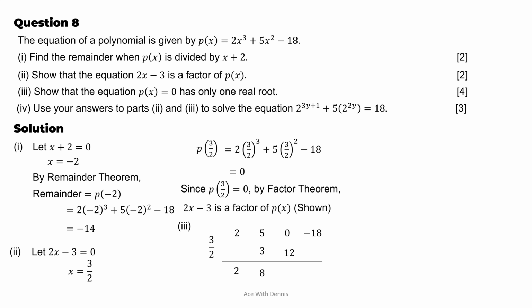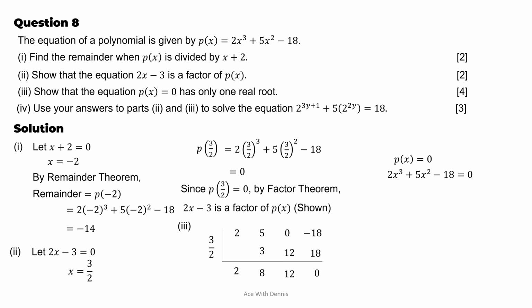Then 5 plus 3, we get 8. Next, 3 over 2 times 8, we get 12. Then 0 plus 12, we get 12. Next, 3 over 2 times 12, we get 18. Then negative 18 plus 18, we get 0. So this value must be 0, so that there is no remainder.